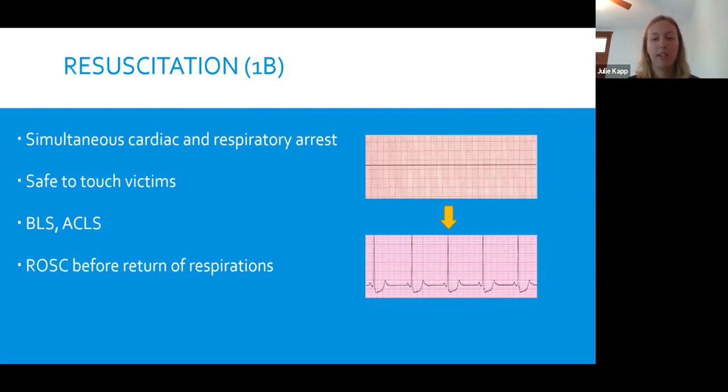Cardiac automaticity in the form of sinus bradycardia precedes recovery of the respiratory system. The medullary respiratory center remains paralyzed, even despite a return of spontaneous circulation. It's also important to know that victims retain no residual electrical charge, so it's safe to touch victims. The recommendation is to use basic life support and advanced cardiac life support, which is given a 1B recommendation. That's a strong recommendation with moderate evidence from randomized controlled trials that can be applied to most patients in most circumstances without reservations.